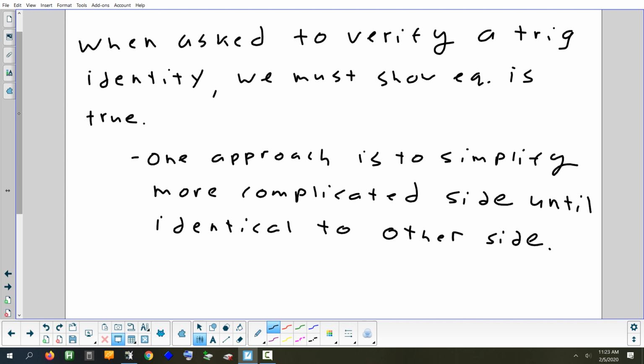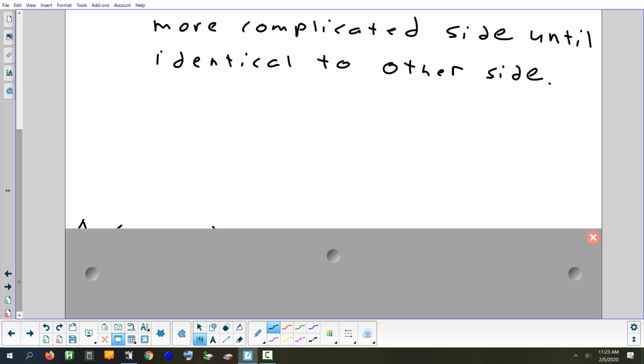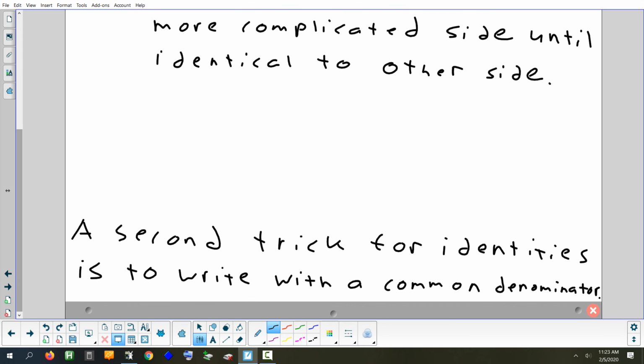Simplify versus verify. Okay. So our first trick we had was to change everything to what? Cosine and sine. Our second trick we're going to look at is to rewrite things with a common denominator. Now, remember, common denominators are used anytime you want to add fractions and they don't have the same denominator. Add or subtract.